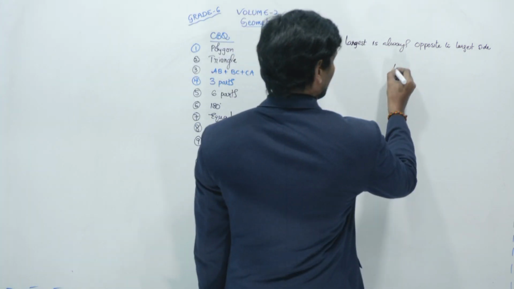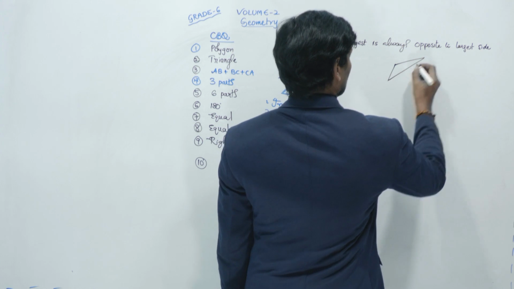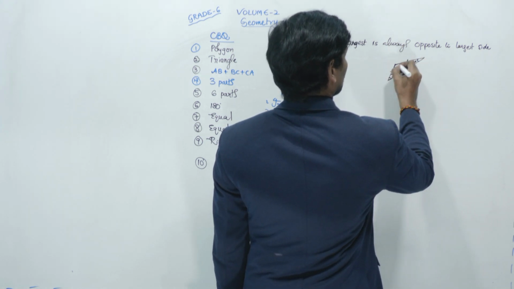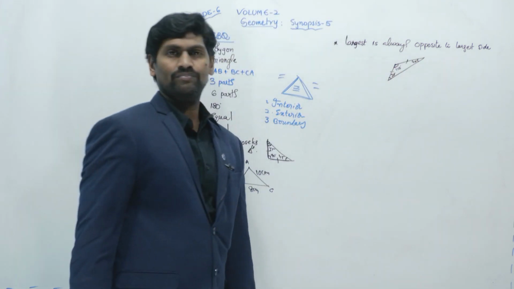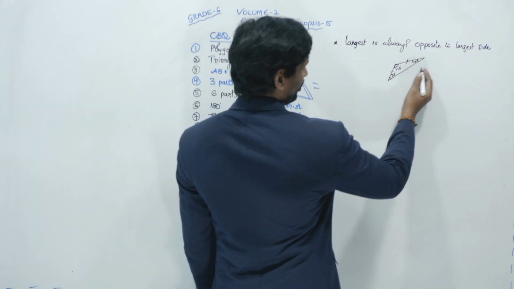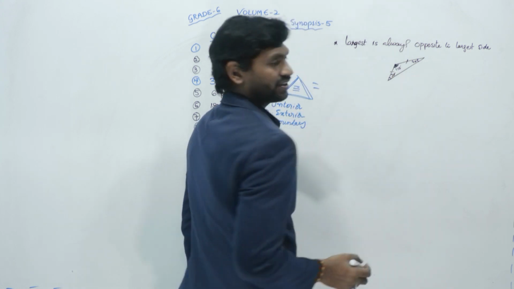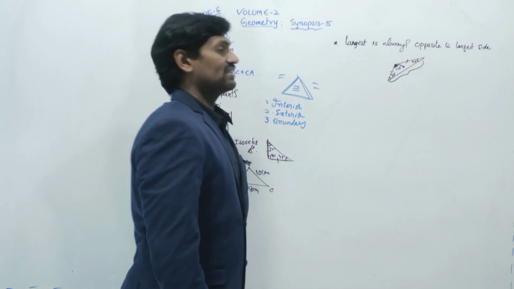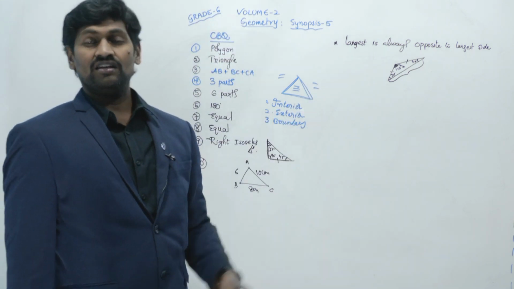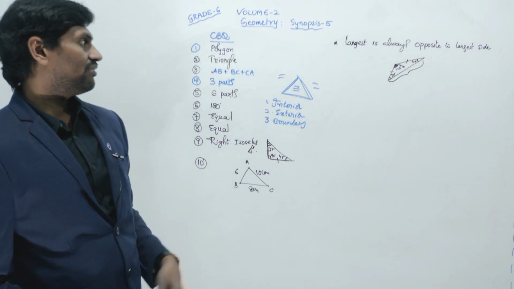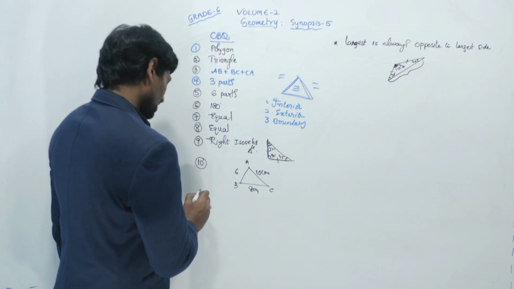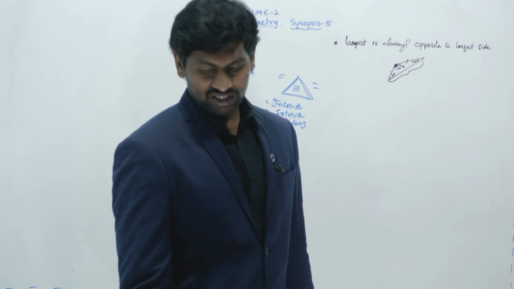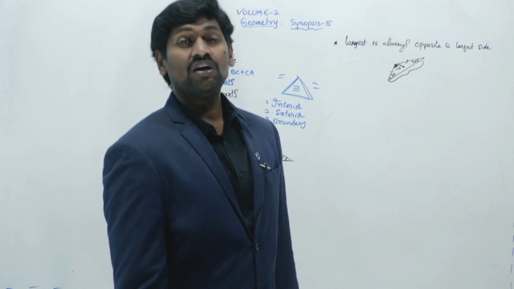For example, if you take a triangle like this, here 30 degrees, 40 degrees, here 110 degrees. See here, which is having more angle? This is having more angle. More angle opposite, exactly opposite. This is the largest side. The largest side is always opposite to largest angle. All the same way, the largest angle is always situated opposite to the largest side.